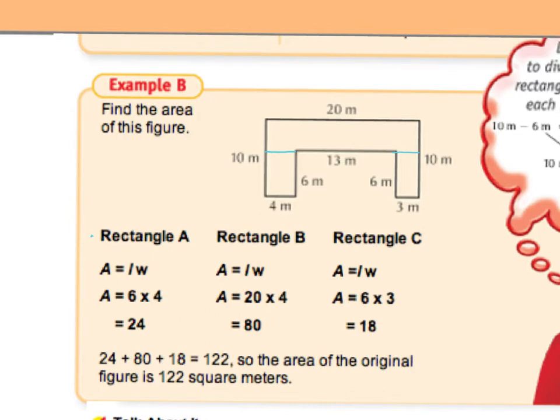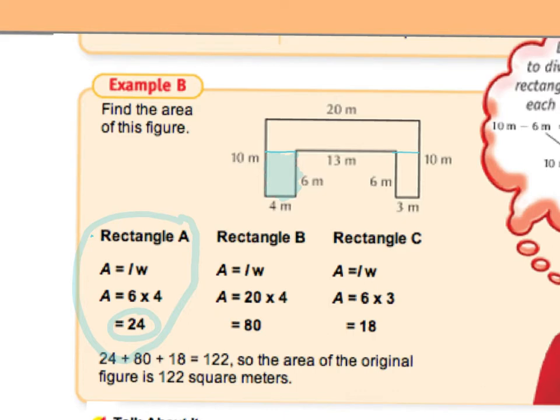So if we're looking at this rectangle right here, I'm going to highlight this one. So that's going to be rectangle A. And remember, area equals base times height, or length times width. So we have 4 and 6 as our length and our width. So 4 times 6 equals 24. All right. So that is the area of our first rectangle.